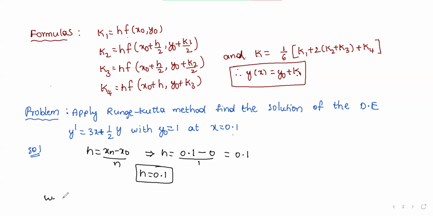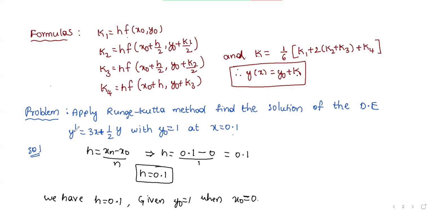So we have h is equal to 0.1 and given y naught is equal to 1 when x naught is equal to 0. These two are the initial values. Similarly, to find the values step by step, now first we have to find k1.